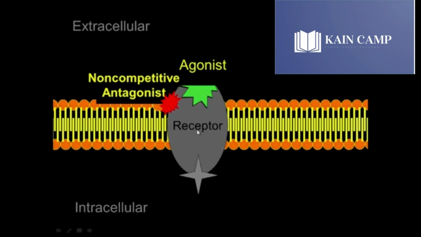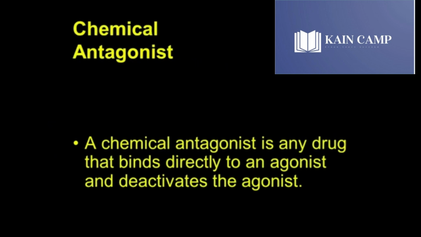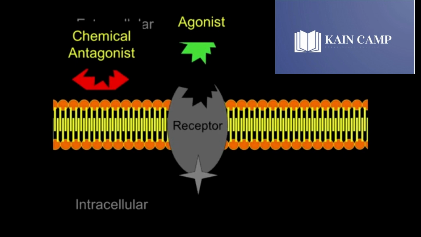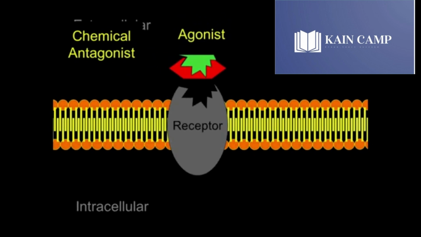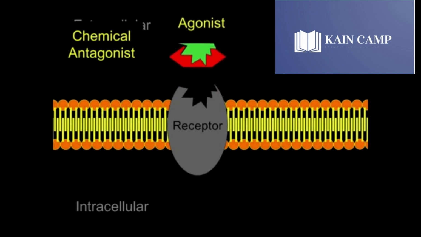We also have to talk about chemical antagonists, any drug that binds directly to an agonist and deactivates the agonist. As you can see in the diagram, the chemical antagonist has a shape like the active site and binds with the agonist or with the drug. Now when the drug binds with the chemical antagonist, it is not allowed to attach with the receptor.